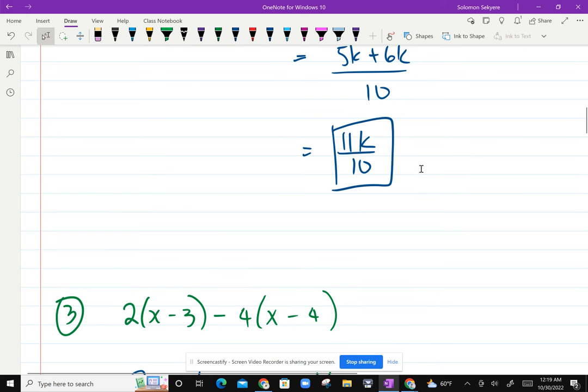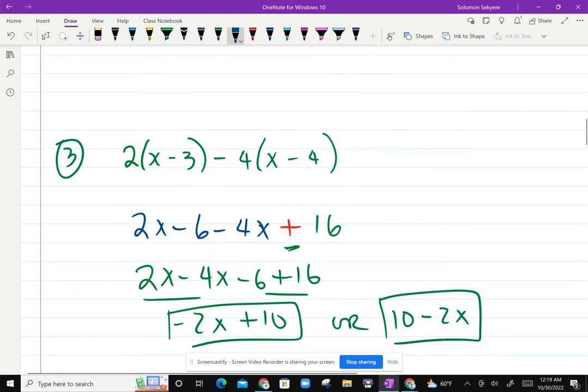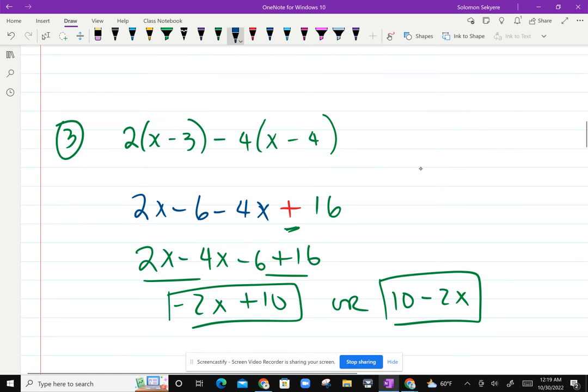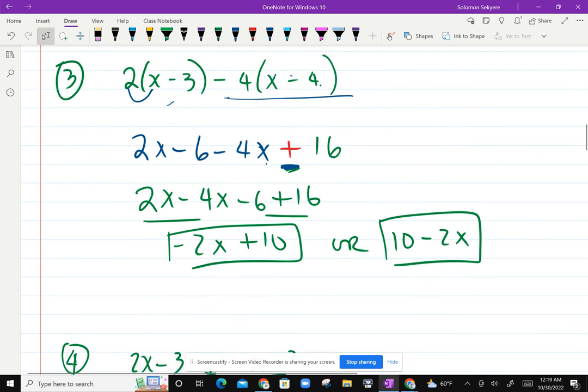Can you simplify this expression right here? How do you do it? You distribute, right? So it's 2 times x, 2x, minus 6. Here, be very careful. It's negative 4 times x, negative 4x, and negative 4 times negative 4 becomes positive. Be very careful. If you make a mistake here, the whole thing is going to be wrong.